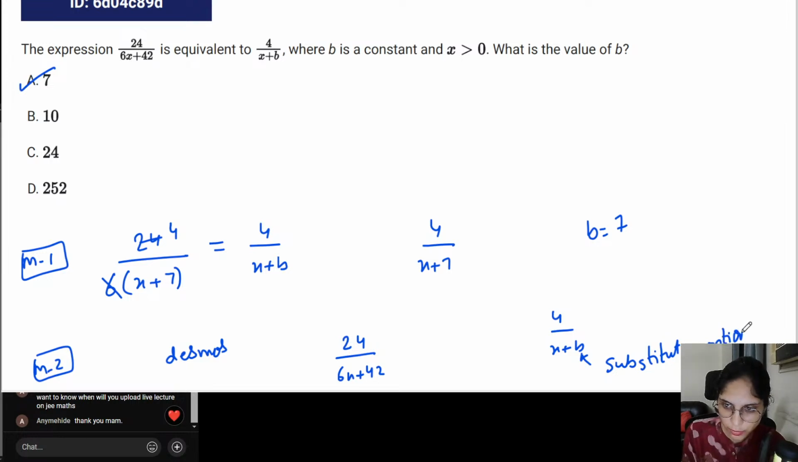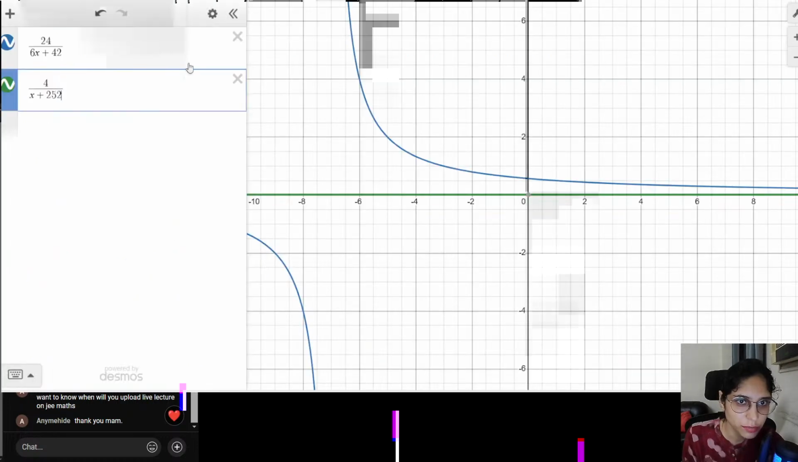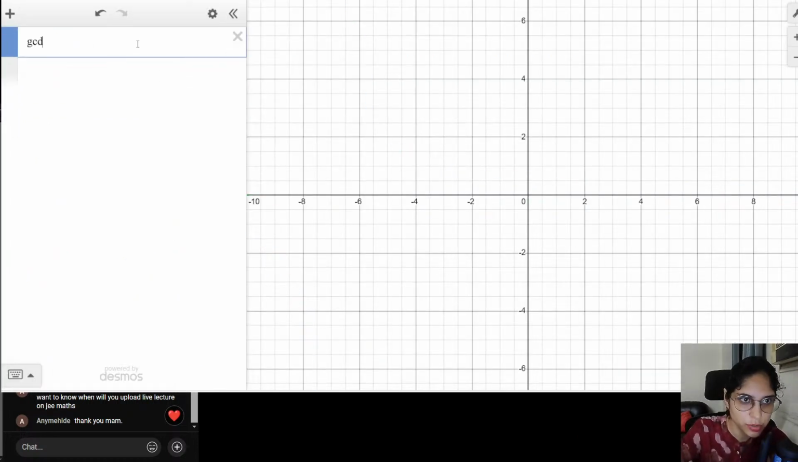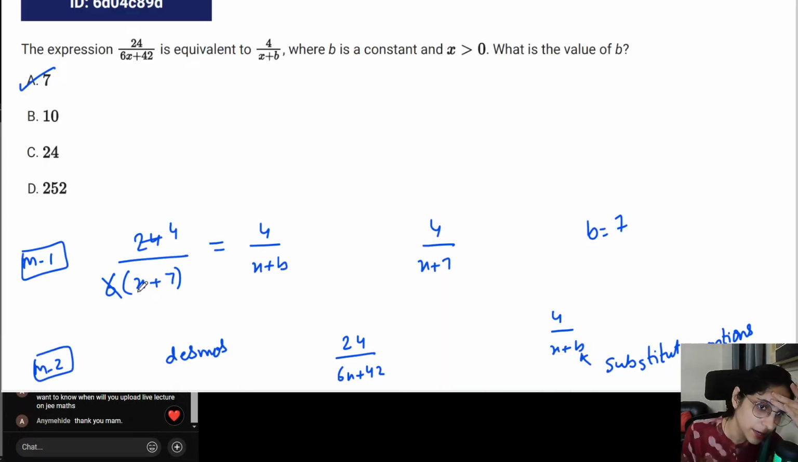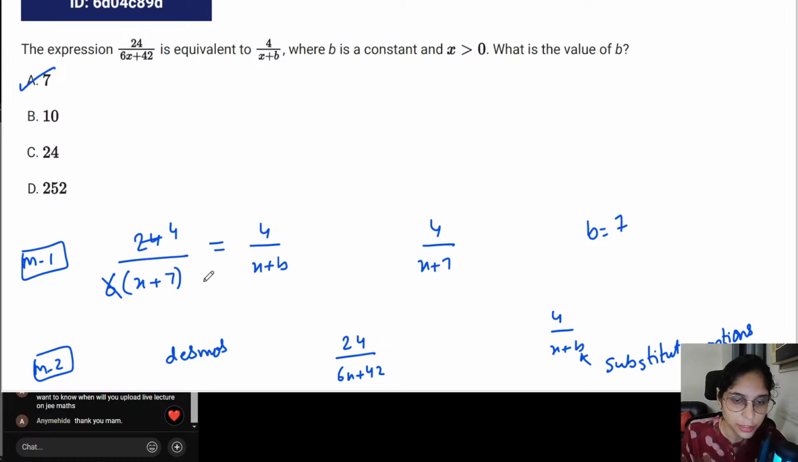Why am I telling you both the methods? Because this question could have come as a student produced response as well. Then method 2 will not work because there will not be any options to check for. So there you will have to do it. Your numerator is 24, your denominator is 6x plus 42. So 6 and 42 have 6 in common. If you do not know the GCD, you can use a calculator to find the greatest common factor of 6 and 42. The answer is 6. So we take 6 outside, x is there, 42 divided by 6 is 7. So that is why the value of b is going to be 7.